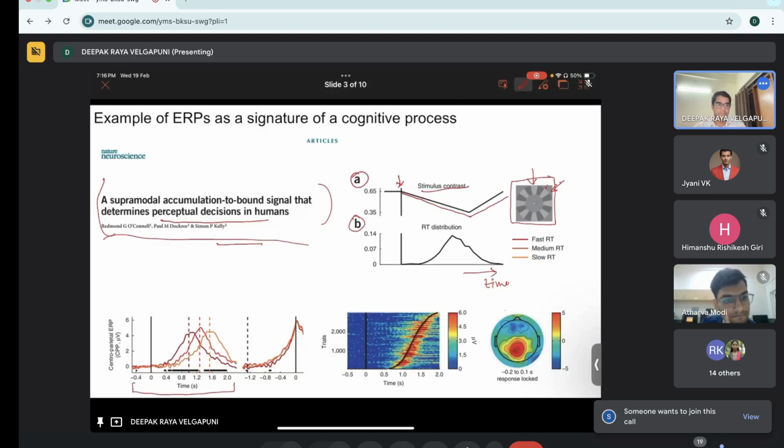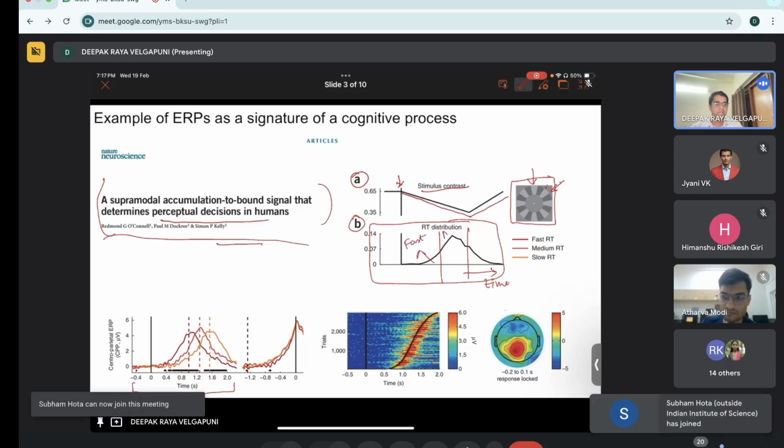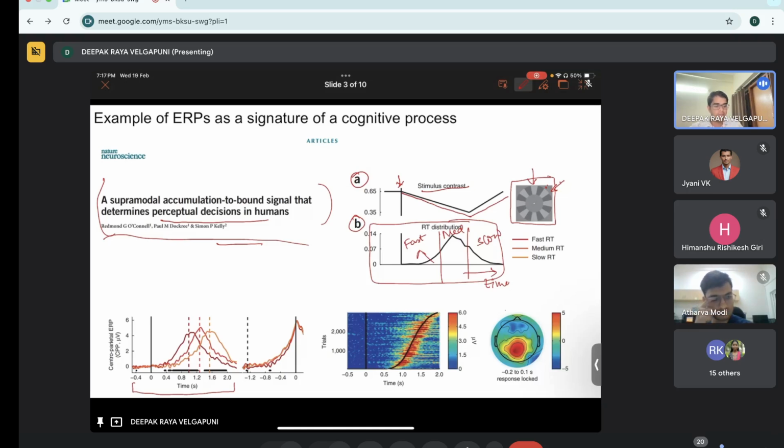So now we'll take this task, and while the participants are doing it, they recorded their EEG signals. Okay, and this distribution can be divided into three parts: faster reaction times, medium reaction times, and slower reaction times. Their color coding is depicted by this legend: red, orange, and yellow.